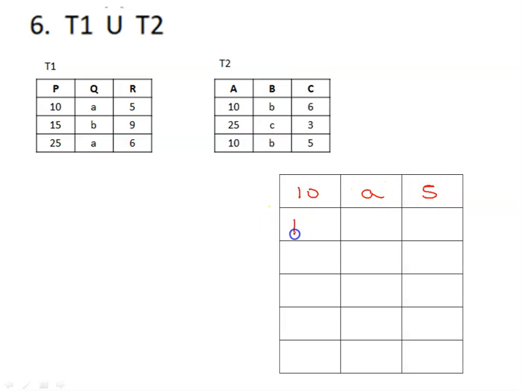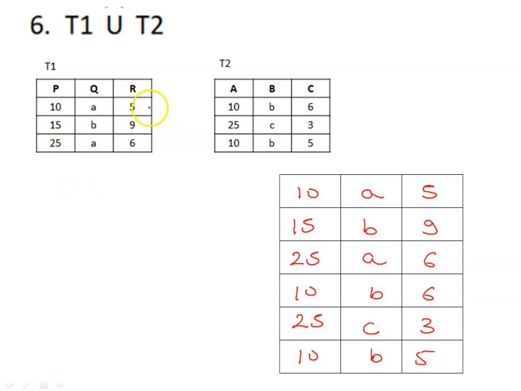So now in this case when you apply a union operation, the output would be 10A5, 15B9, 25A6, 10B6, 25C3 and 10B5. None of the tuples from T1 and T2 are the same. So when we have a union operation, this would be the output.